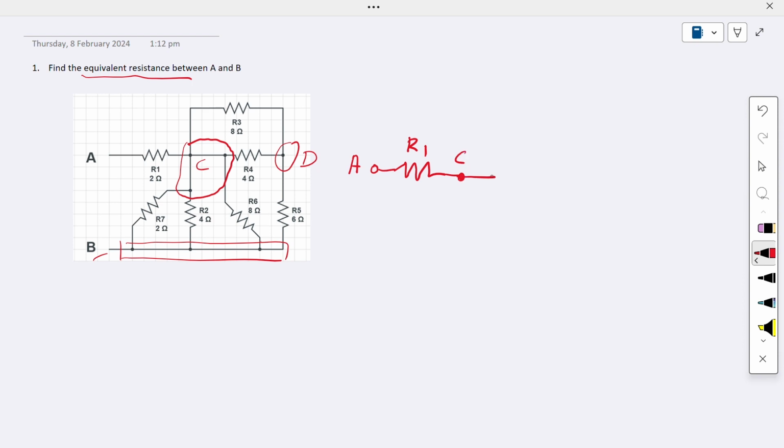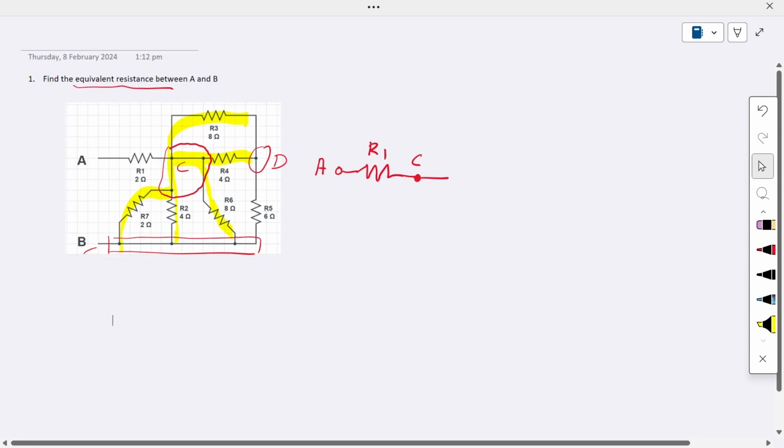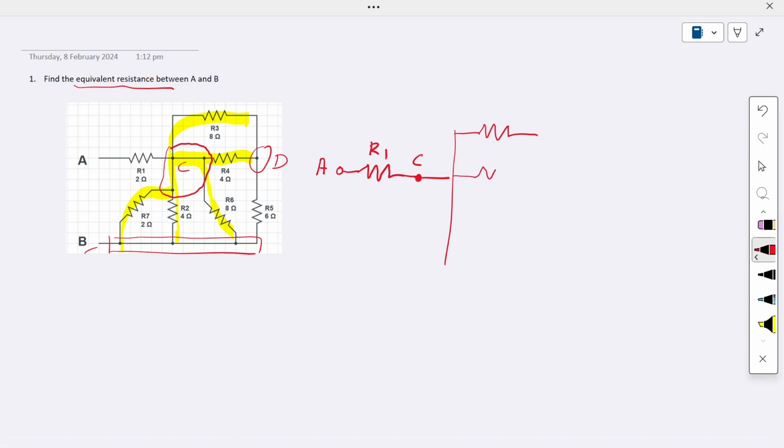This C node is going to split into how many paths? Well, you can see here how many paths it splits into. You see the C node has 1, 2, and then 3, 4, 5. So we got 5 branches from the C node. Here we're going to draw the 5 branches: 1, 2, 3, 4, 5 branches here.